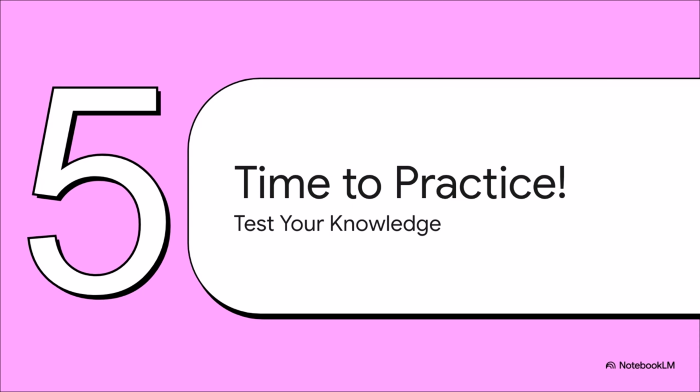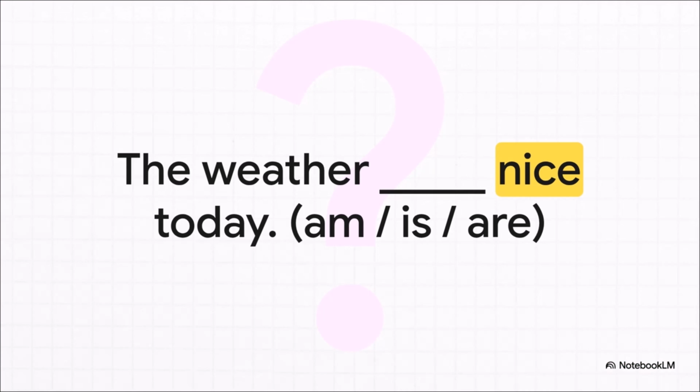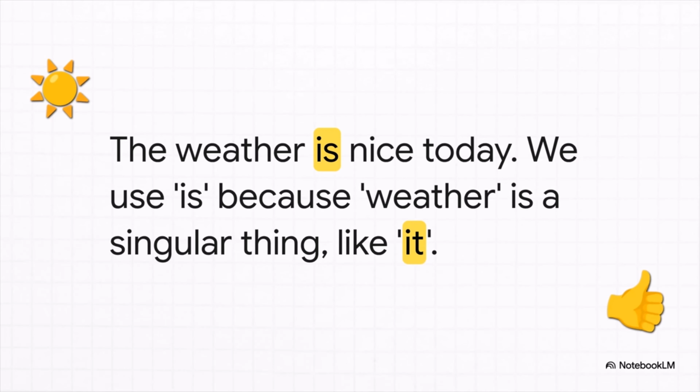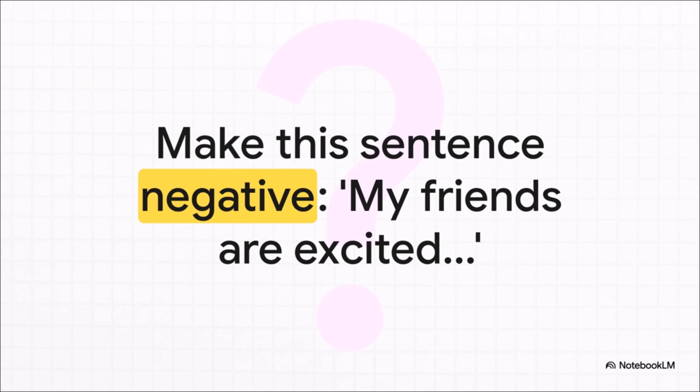Okay, you've taken in a whole lot of information. So now it's time to flex those grammar muscles and see what you've learned. Let's do a quick practice round. You ready? First one up, the weather, blank, nice today. What do you think goes in there? Should it be am, is, or are? I'll give you a second to think. And the answer is. The weather is nice today. Why? Well, because the weather is a single thing, kind of like saying it. And as we know, for it, we use is. Great job!